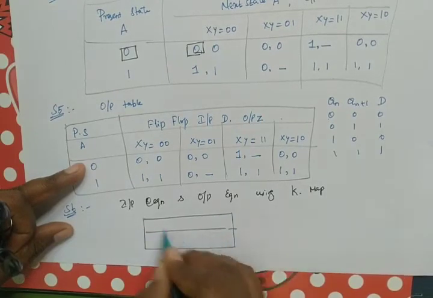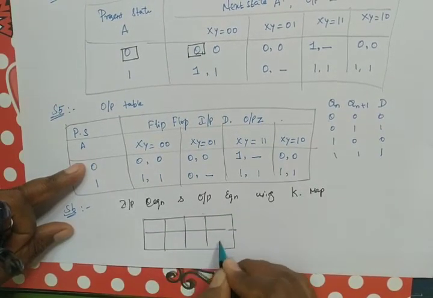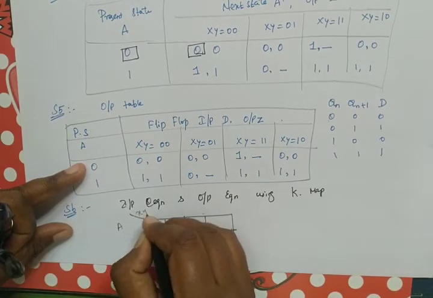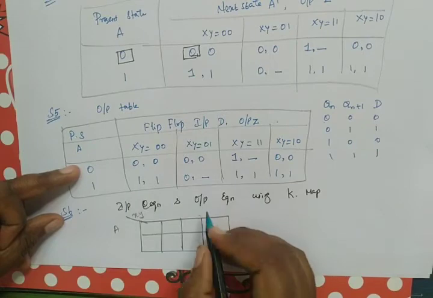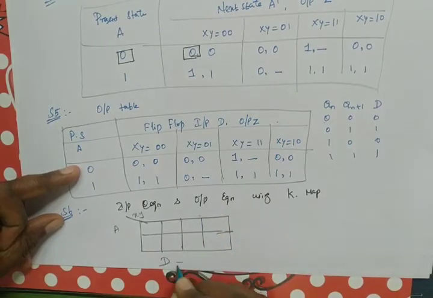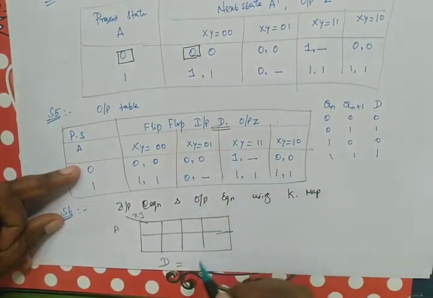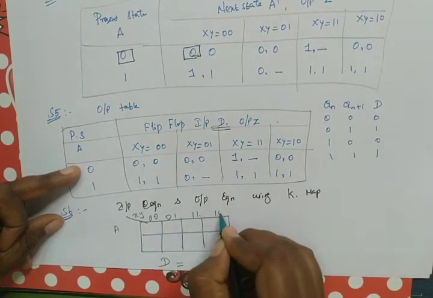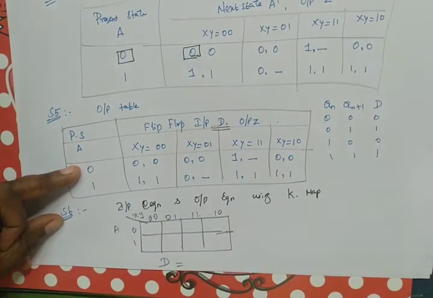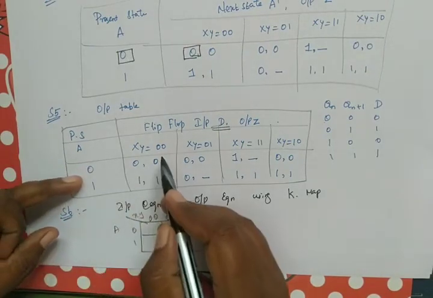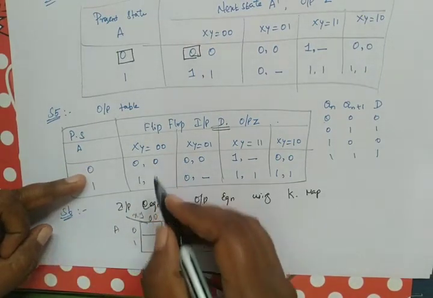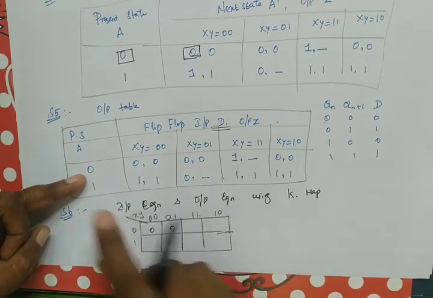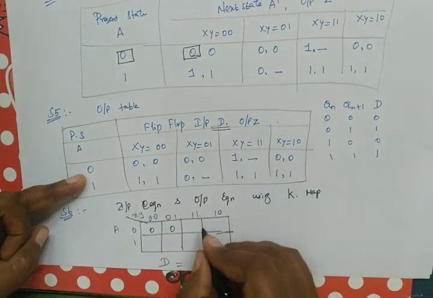Here we have 1, 2, 3. This is A, this is xy, A xy, and this is for D. Here we have D. So we are going to find for D. 0 0, 0 1, 1 1, 1 0. Here it is 0 1. So for 0 0 0 it is 0. For 0 0 1 it is 0. 0 1 1 it is 1.